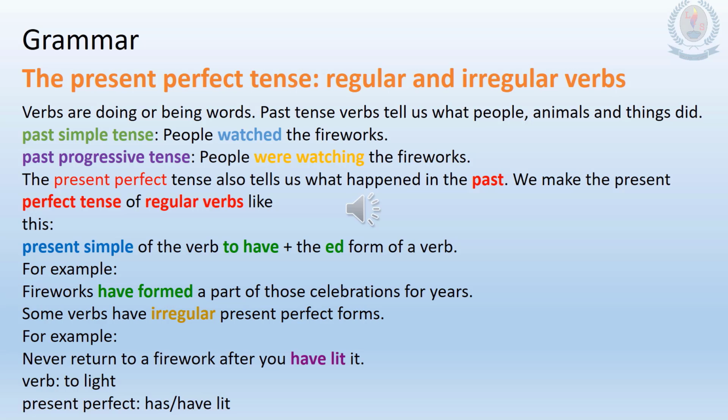Some verbs have irregular present perfect forms. Irregular means verbs with different patterns. For example, never turn to a firework after you have lit it. Verb to light, present perfect, have or has lit.